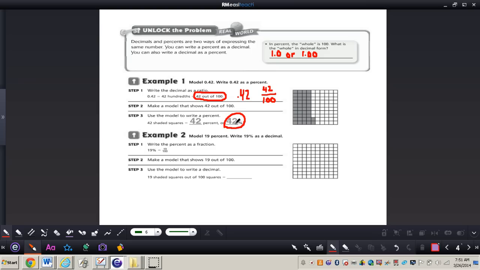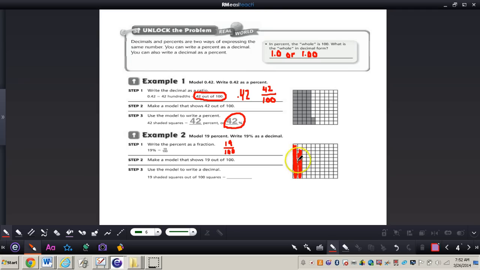Okay, now let's take a look at example 2. We'll do this together. It says write the percent as a fraction. So step 1, we have 19% that we're taking a look at, and 19% equals 19 out of 100. Now we're going to make a model that shows 19 out of 100, so we know that one whole line can be shaded in right here, representing 10. And then the next column, we have 9 that are shaded in.